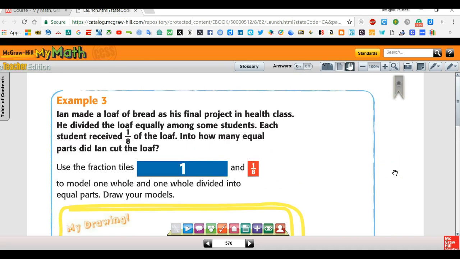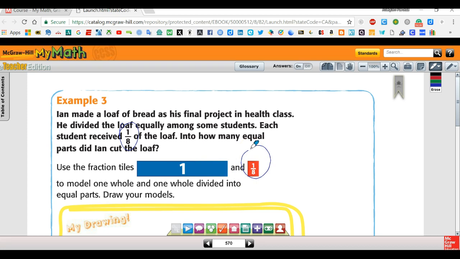So here's the example that they have. Okay, it says Ian made a loaf of bread as his final project in health class. He divided the loaf equally among some students. Each student received how much? 1/8. So that's all we know right there, 1/8. So I need to divide it in how many sections? Eight. Okay. So each student received 1/8 of the loaf. And to how many equal parts did Ian cut the loaf? We just said that. 8. And each one is going to represent 1/8.